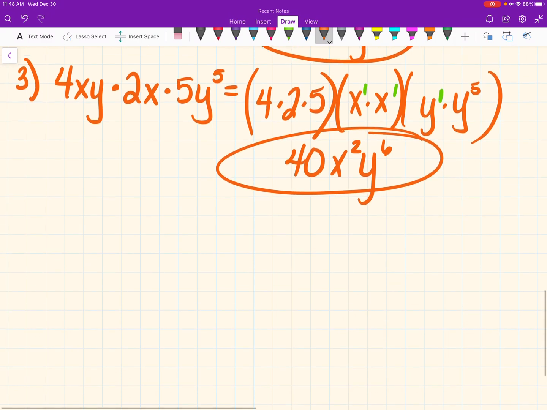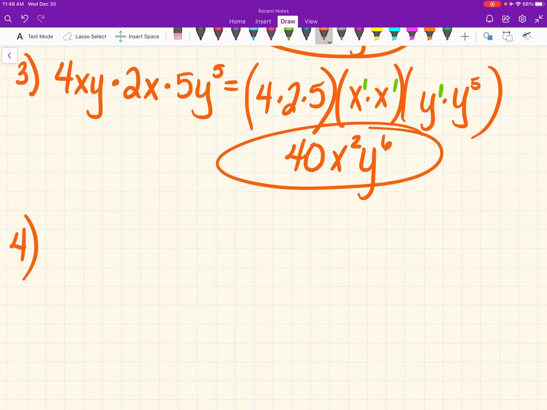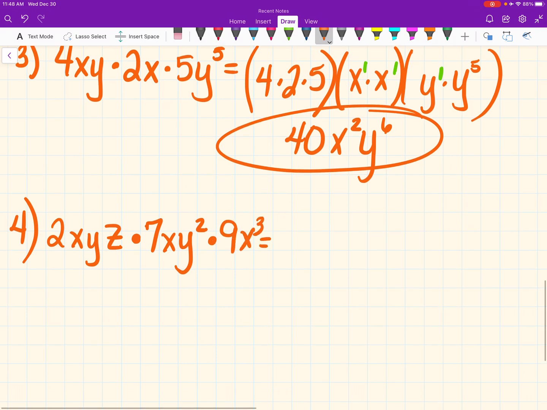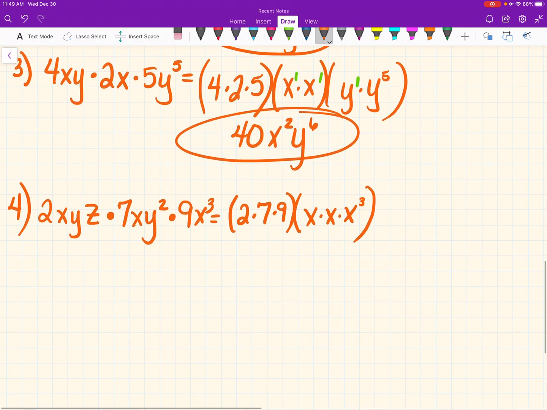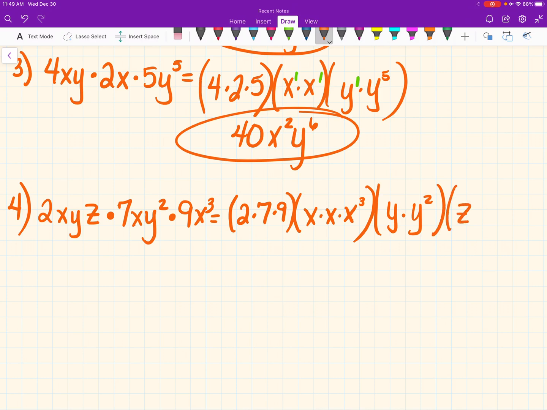Okay? Let's do one more example. Number 4 is 2xyz. Now I'm going to introduce a z. I always cross my z's, FYI. You don't have to, that's just what I do. 7xy squared times 9x to the 3rd. Okay, so I'm going to regroup. 2 times 7 times 9 go together. My x's go together. My y's go together, so let's shrink this down so I have room. y times y squared, making sure I don't miss any. And then my z, I just have one z, so that goes by itself in a little group.